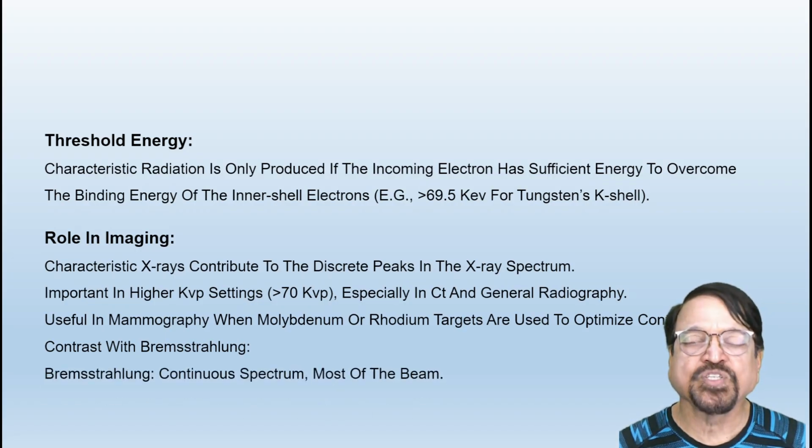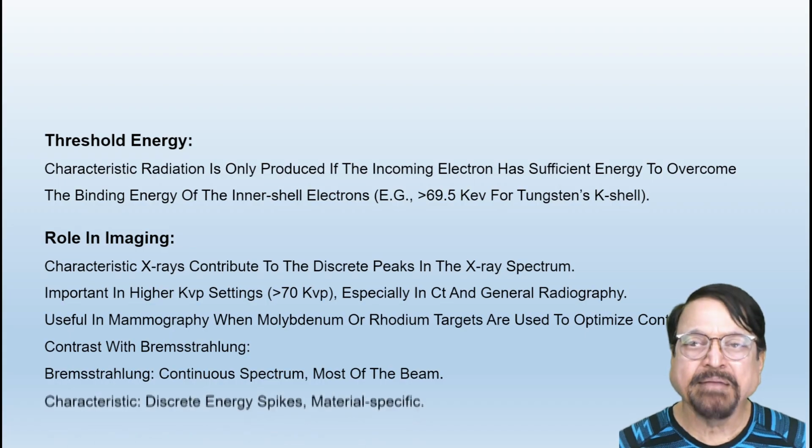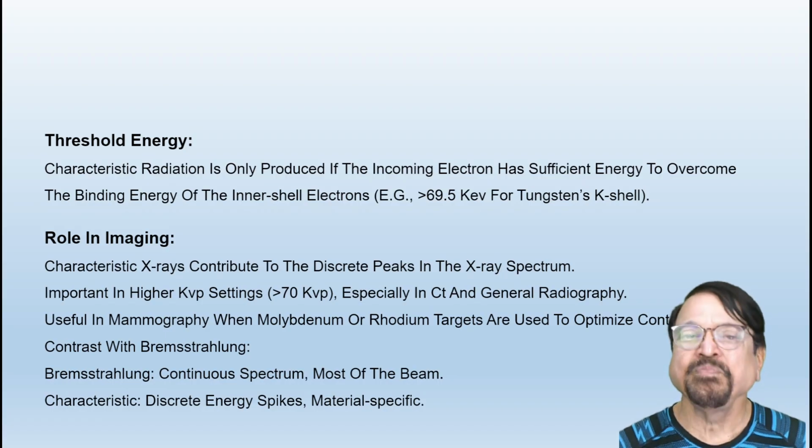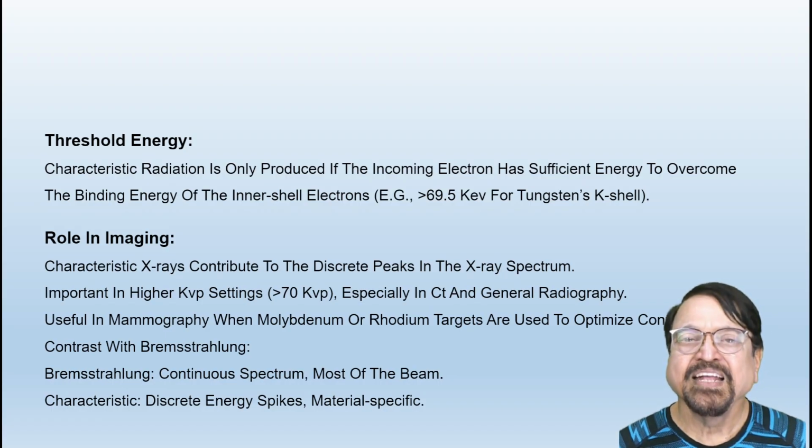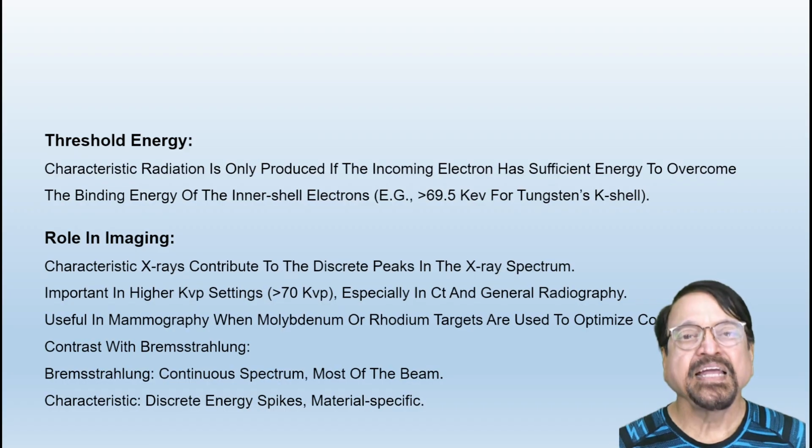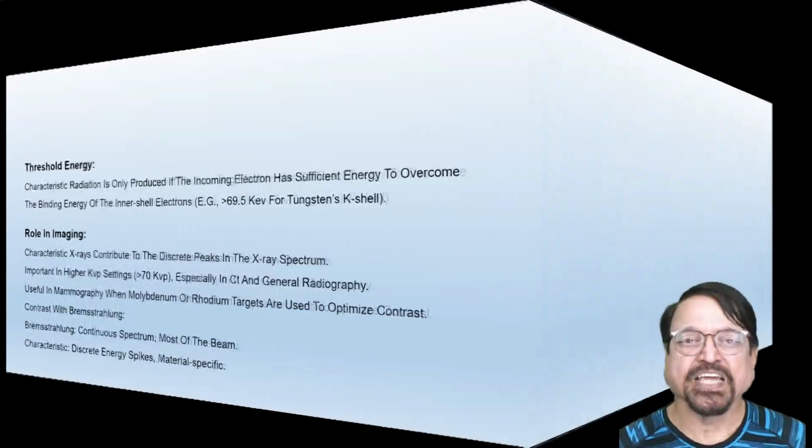When we need kVs of around 70 and more, we need Bremsstrahlung radiation. Now what is Bremsstrahlung radiation? It is a continuous spectrum. Most of the beam, during its passage, produces uniform kV X-rays. Now what is characteristic radiation? They are discrete peaks and may be material specific. If you use a different material, they will be different. So it is material specific.